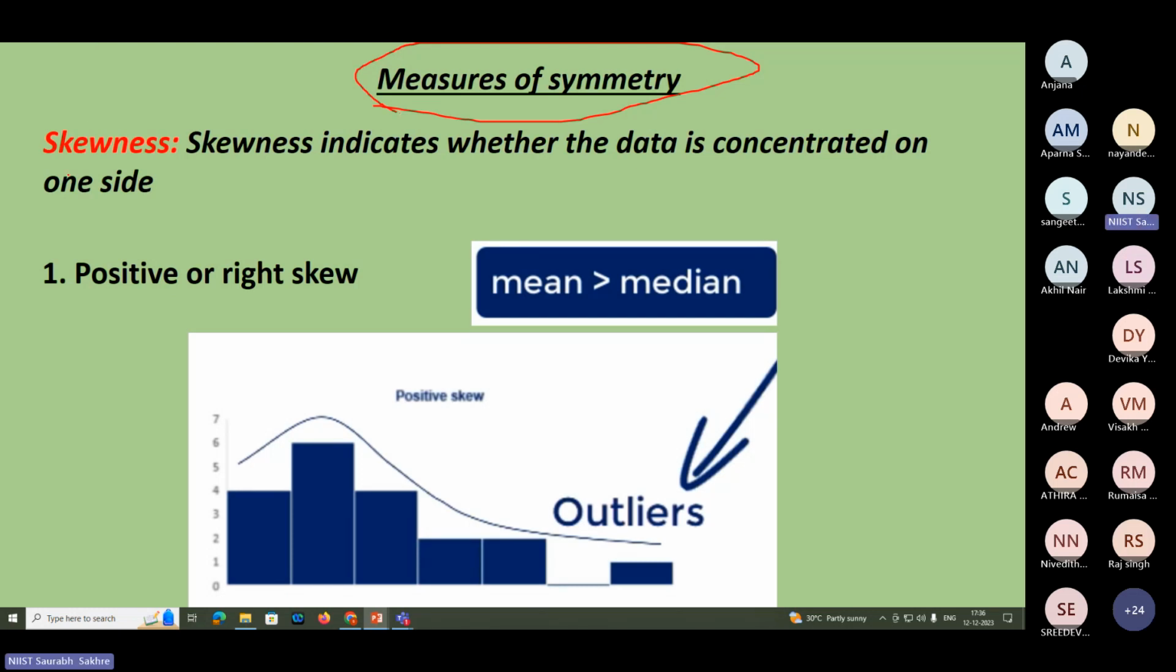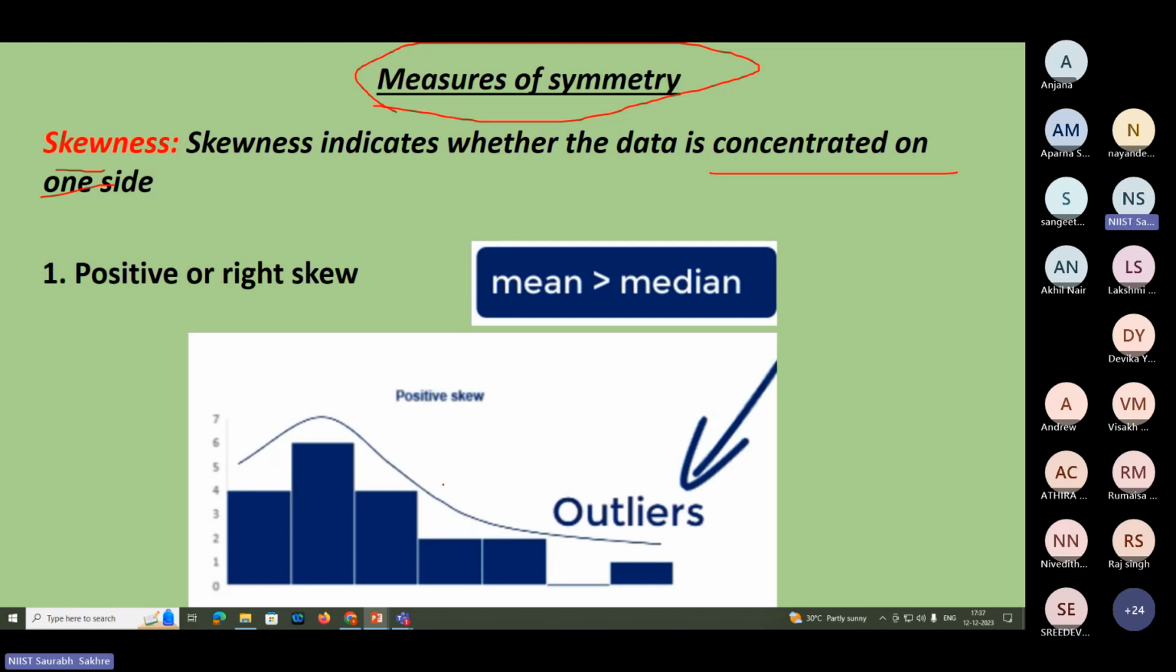So what does skewness mean? Skewness indicates whether the data is concentrated on one side. We see in this whether our data is concentrated on one side. There are 3 types of skewness, and you will come to know this after plotting your histogram. I hope you know very well how to plot a histogram. Even if you don't, refer to my YouTube videos and listen to them attentively. This recording will also be available. And in the assignment, one question is there to make a histogram. That time you will come to know.